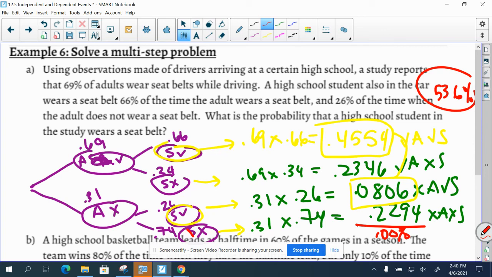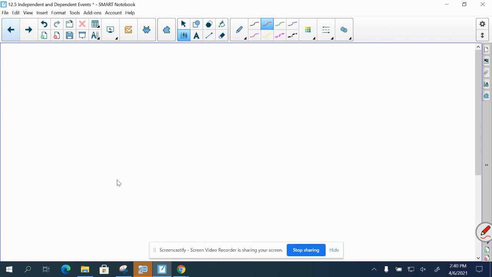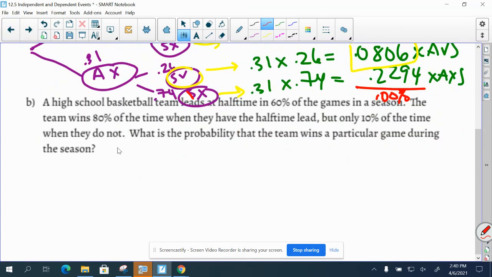So anyways, there are a couple of questions at the end of the assignment like this. The very last one is conditional probability though, so you have to think a little bit harder on that last one. But let me show you one more example here of this type of question.